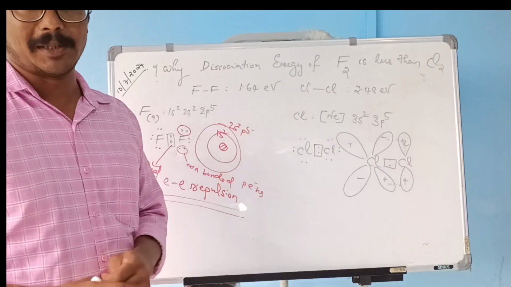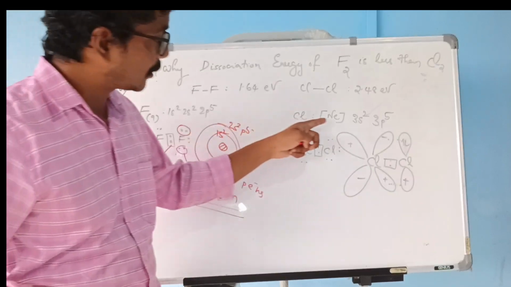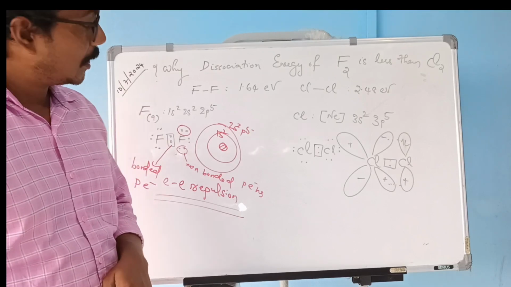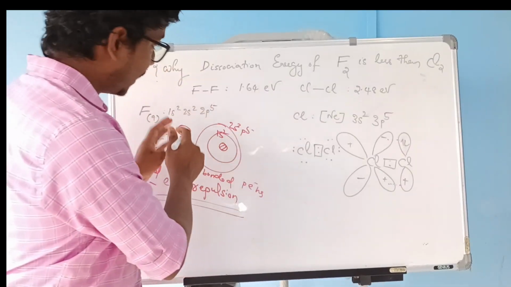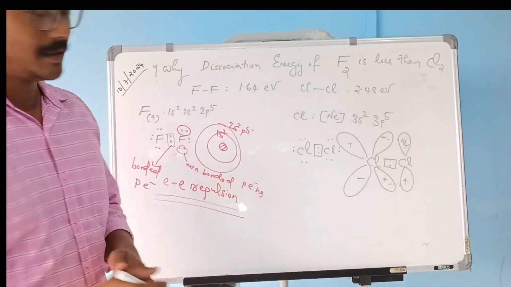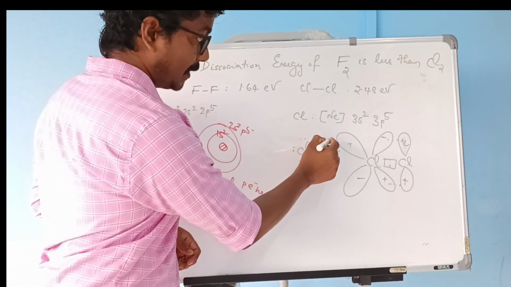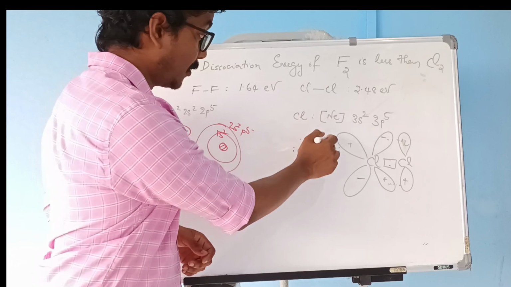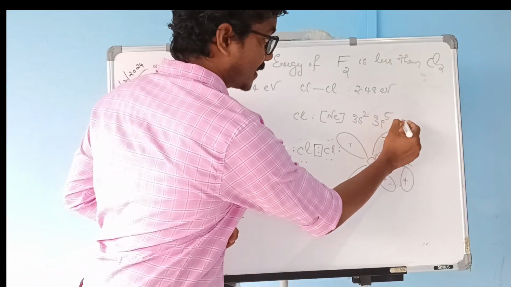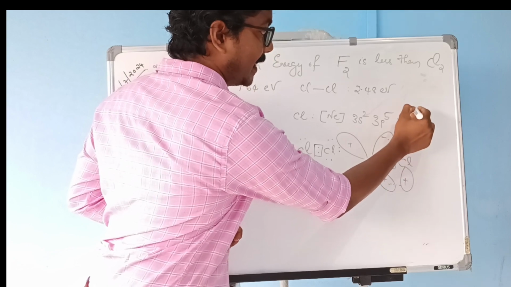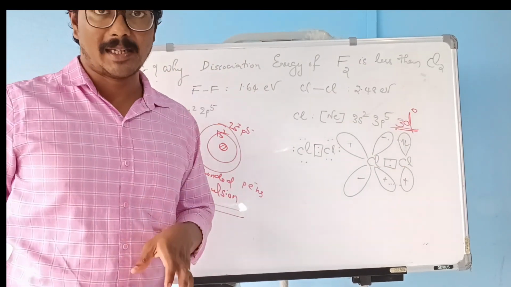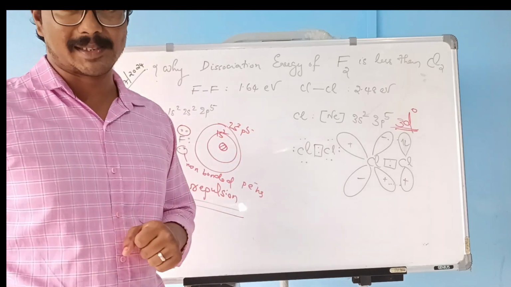When we consider chlorine, the electronic configuration is 3s2 3p5. Similarly, there is also a chance of electron repulsion between the bonded p electron and the non-bonded p electron, but that is not happening in the case of chlorine. The reason is the presence of 3d. This is the speciality of third period elements. There is a vacant d orbital.